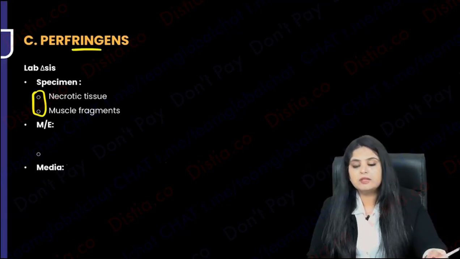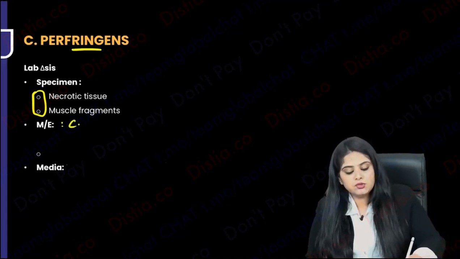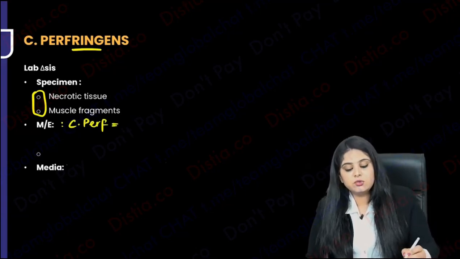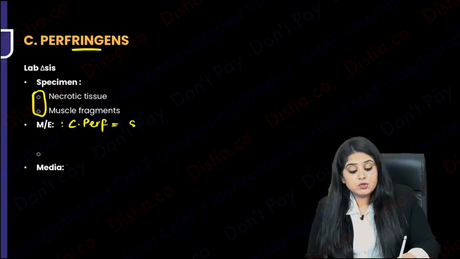Microscopically, we all know Clostridium perfringens is going to show you what kind of spores. Clostridium perfringens is going to show you, yes guys, subterminal spores. Fine, that will also be noted.